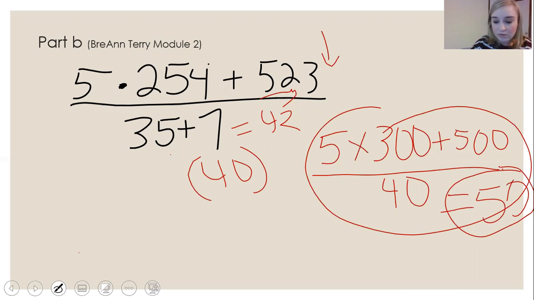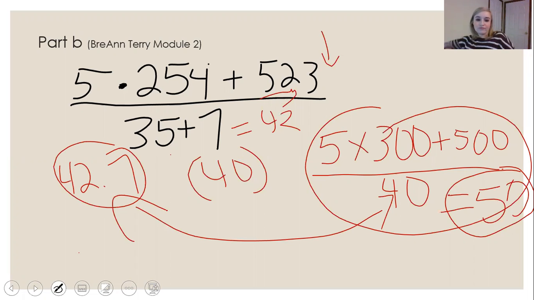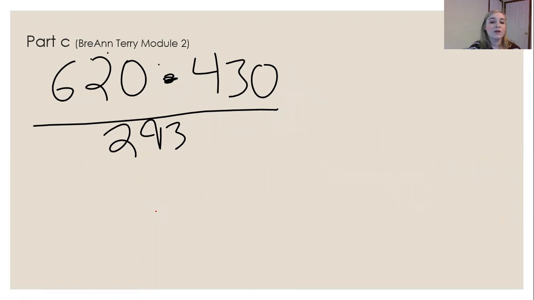That's kind of a weird way to word it, but if we just did this without rounding, it would be 42.7. So this is the difference in the numbers here. So it's a little bit of a difference. All these are a pretty big difference. And again, we're just doing this to compare. And for our very last one, we have 620 times 430 divided by 293.